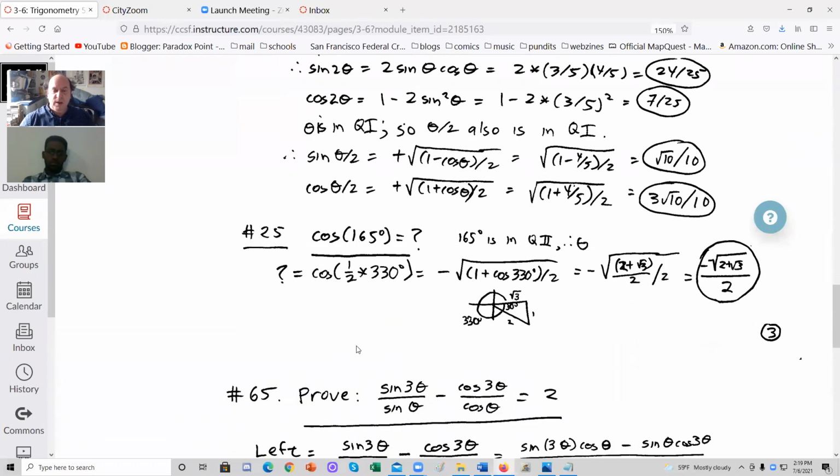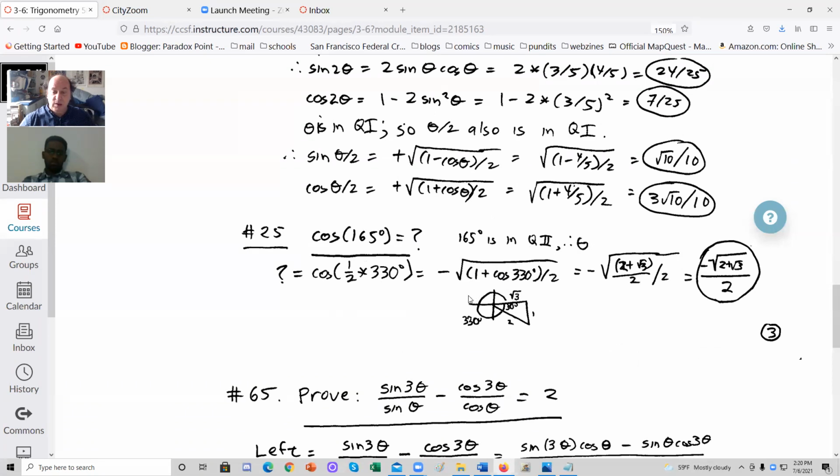All right. Cosine of 165 degrees is what? Now this is in the second quadrant, therefore the cosine is negative. And what's more, 165 degrees is half of 330 degrees. So this quantity is cosine of half of 330 degrees, minus, because it's in quadrant 2, minus the root of 1 plus cos 330 over 2.